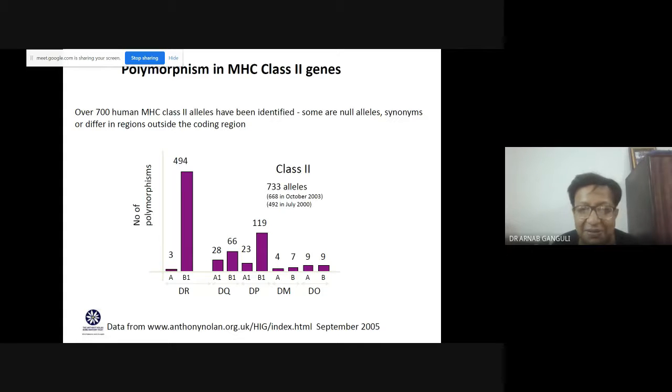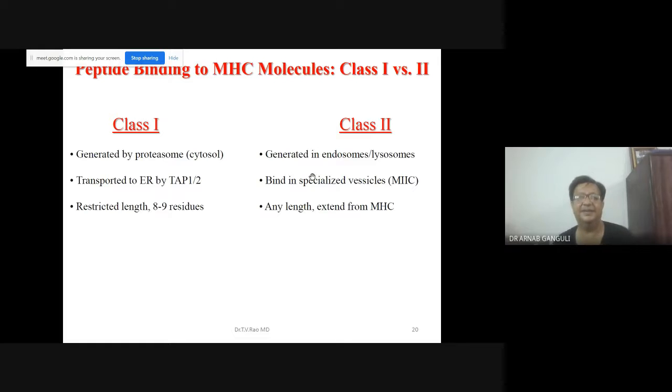Different levels of the peptide binding to MHC molecules, class 1 versus class 2. Class 1: the peptide which is going to be displayed is generated by the proteasome in the cytosol. It is transported to the ER by the TAP1-2 complex. The proteasome first breaks it into pieces, then the TAP1-2 complex takes it to the endoplasmic reticulum.